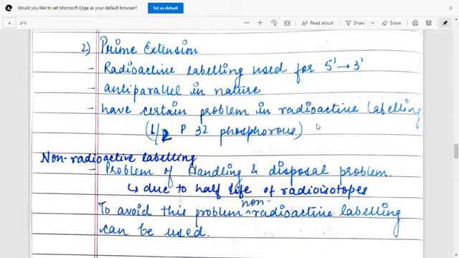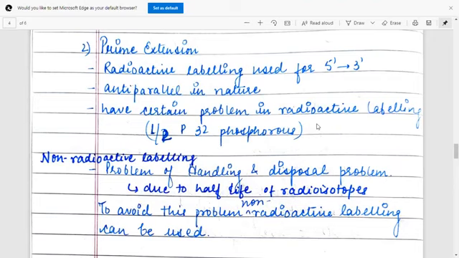So we have to take care of that also. So in that way, this radioactive labeling is creating certain problems. Even though to resolve this, we can use S35 also. But the problem remains there.